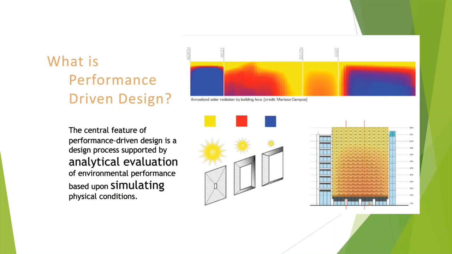And also later, the student designed some kind of direct response to the solar. So here we can see the very high intensity light will basically result in a panel with smaller openings. But if you have lower solar radiation, then you have a bigger opening.